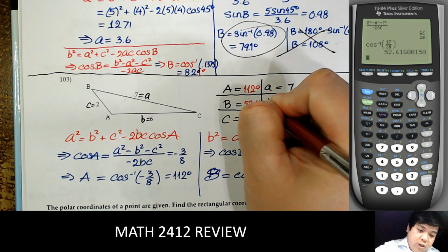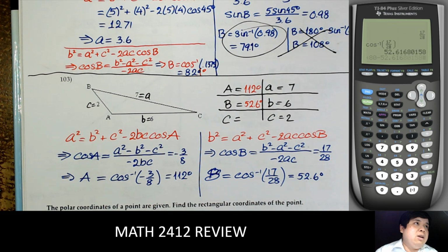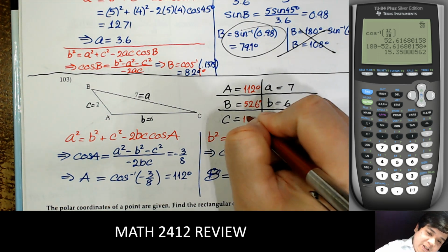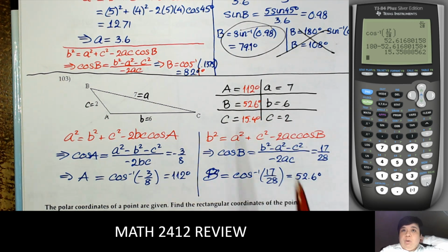We can also do the same thing and find angle C, but we can just subtract from 180. So 180 minus that one, minus that one. We have 15.35, so 15.4 degrees. Just subtract these two from 180, and we should have it.